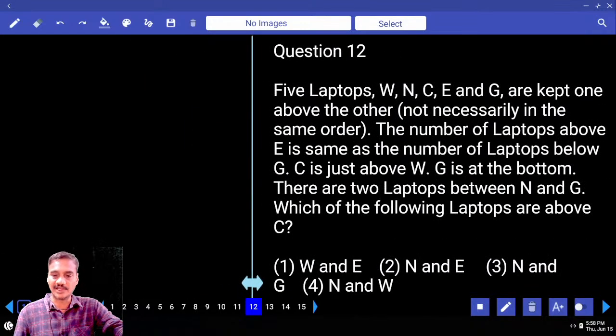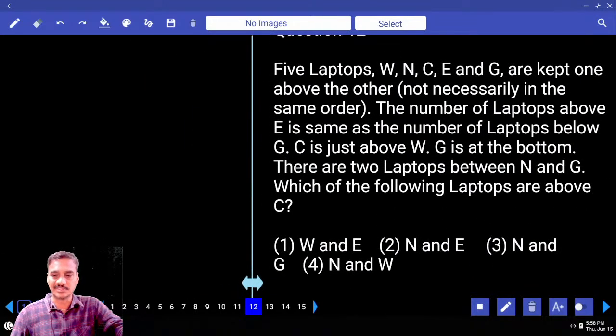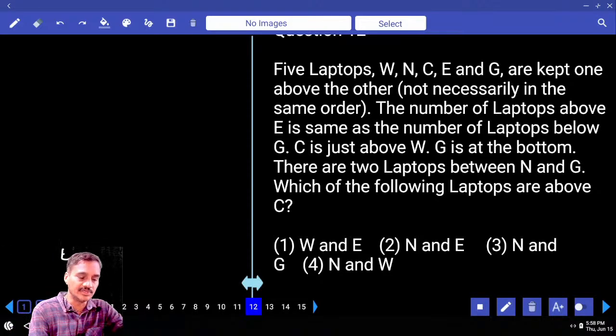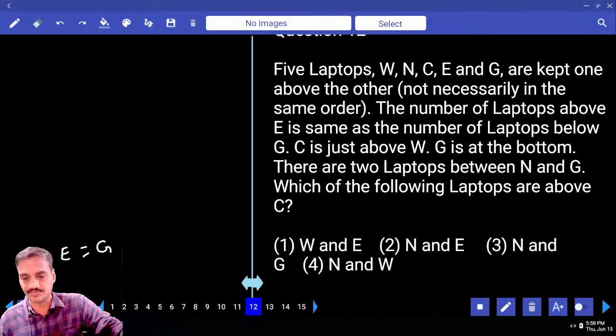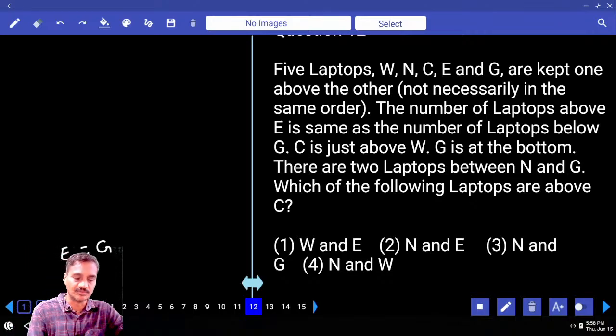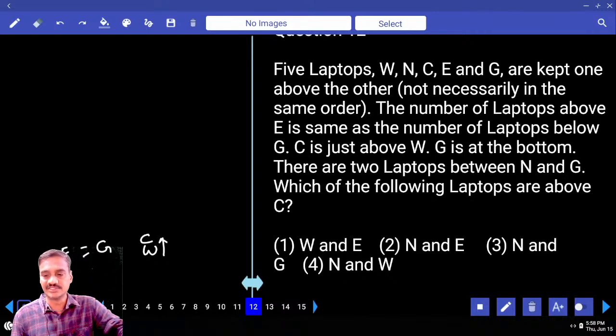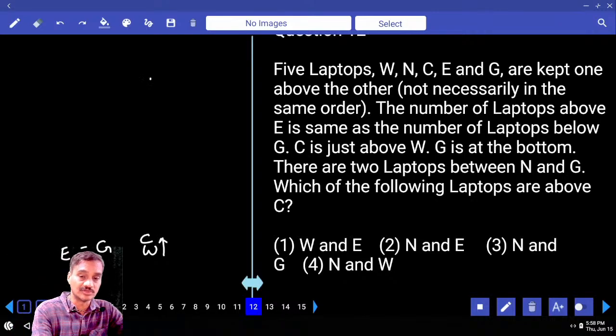Now there are 5 laptops kept one above the other. Number of laptops above E is same as the number of laptops below G. Now E equals G, and number of laptops above E equals the number of laptops below G. And C is just above W. Now C is just above W, C and W. And G is at the bottom. Out of which, how many are there? 5. 1, 2, 3, 4, 5. G is at the bottom is clear.